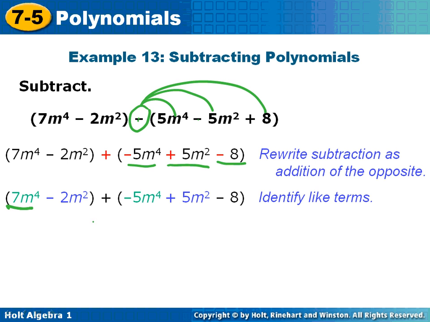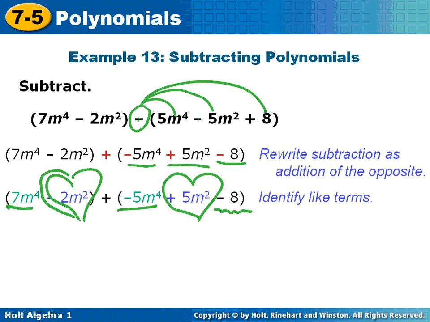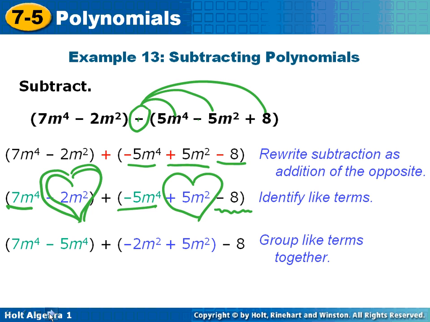The next thing I need to do is identify which terms are alike. The 7m to the 4th and the negative 5m to the 4th are alike. The minus 2m squared and the plus 5m squared are like terms. And then this minus 8 is just going to go on the end by itself. Notice how I am circling the terms with the sign in front. Okay, again, I'm going to write this step down, but you do not have to write it down. You can just do that part in your head.